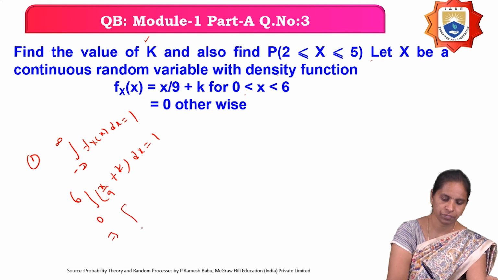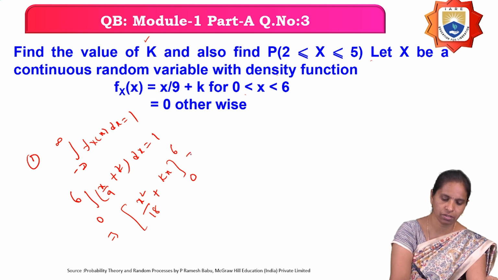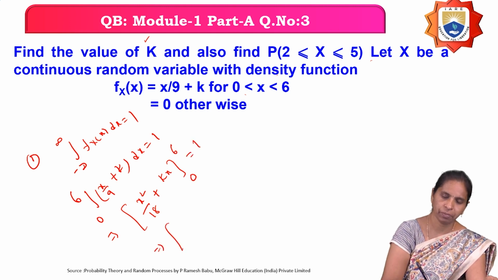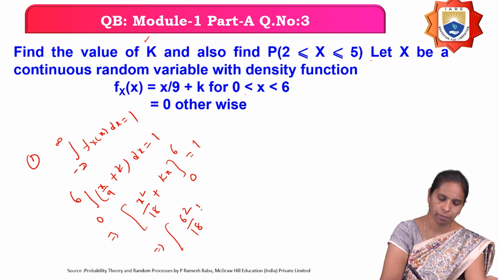That equals the integration of x/9. What can you obtain here? x²/18 plus the integration of k with respect to x, which is k·x, and the limits are from 0 to 6, and that equals 1. That implies substitute the upper limit. What is the upper limit here? 6. So 6²/18 plus 6k, minus, if you substitute the lower limit, you are going to get 0 here, equals 1.